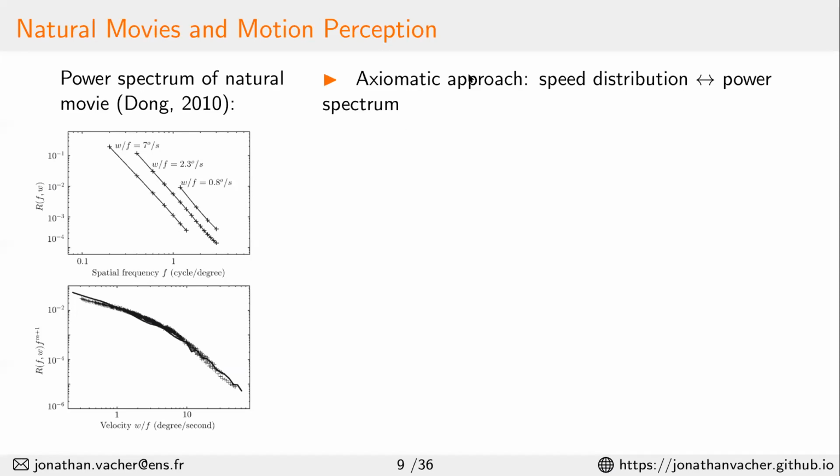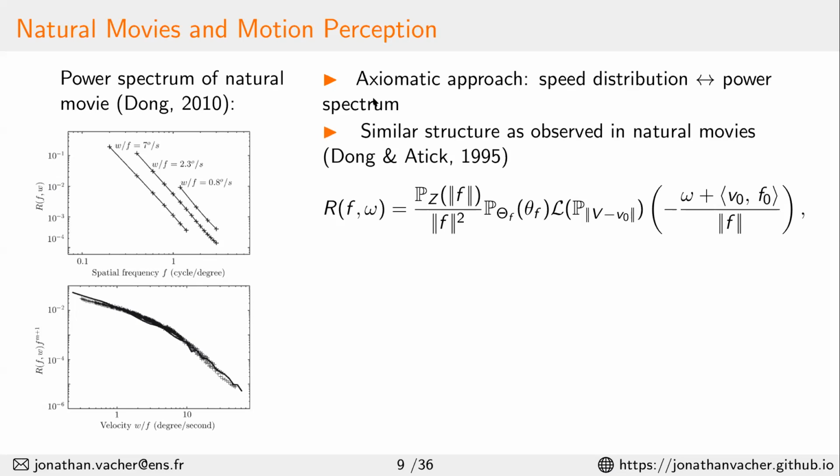So with my axiomatic approach, I was able to relate the speed distribution to the power spectrum. And so this is what you get for the power spectrum. And you see you have the distribution over the spatial frequency modulus, and here the spatial frequency orientation.